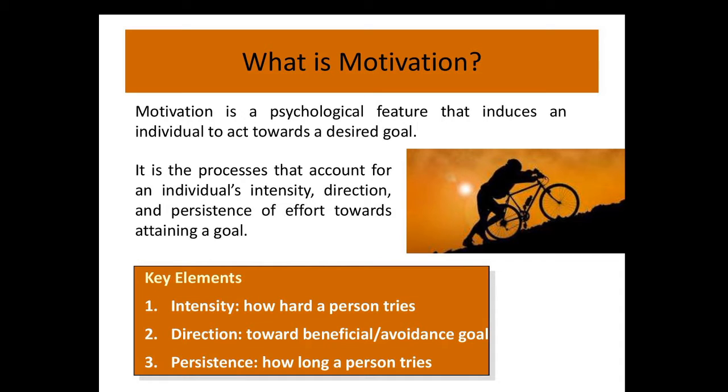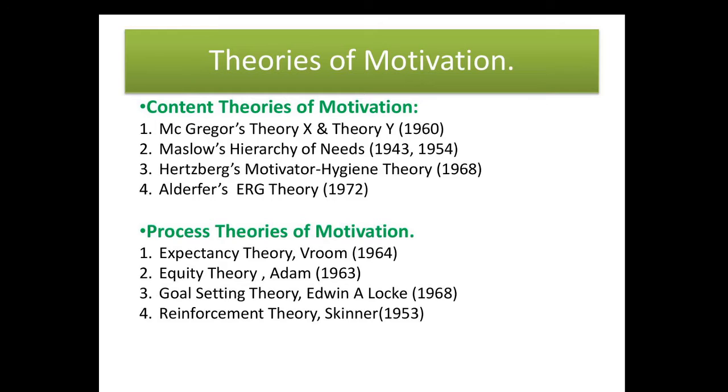What are the key elements of motivation? Intensity is how hard a person is trying to do a particular task. Direction is in what direction he is working towards the goal. Persistence is how long he keeps trying for that particular goal, how much time he takes for achieving it. This is the simple concept, and these are concepts we already discussed.